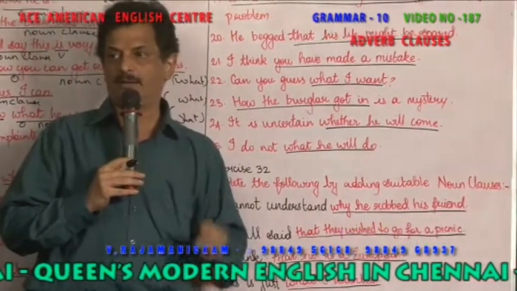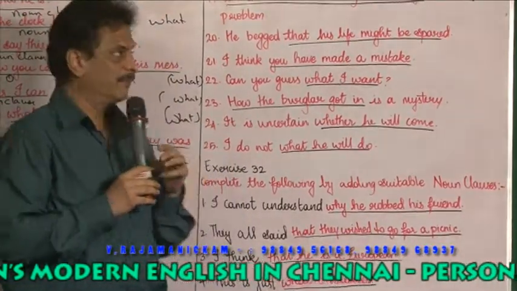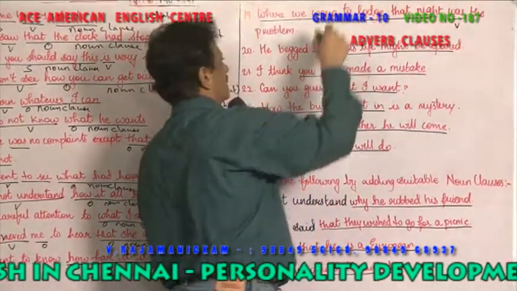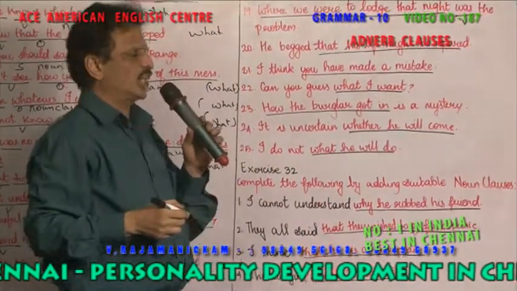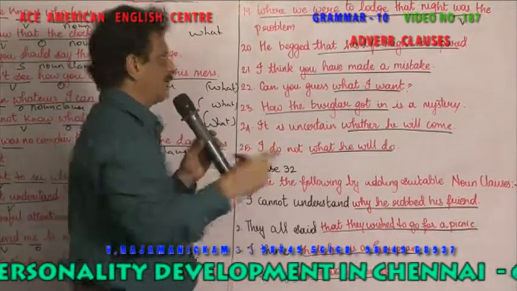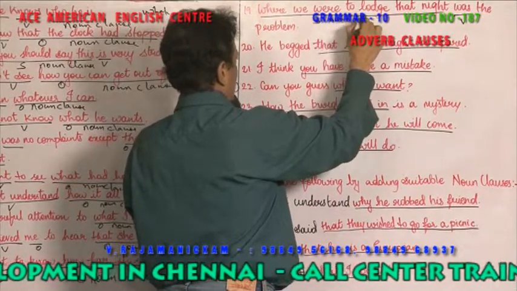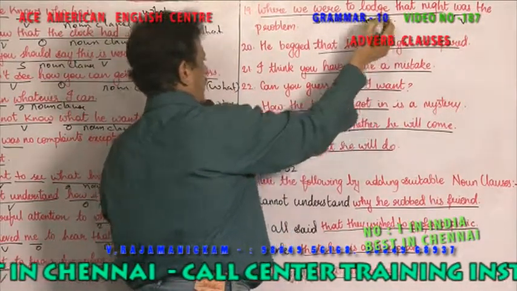Where to stay in the night was the problem. So, was it a verb? What? Where we were to lodge that night, where to stay that night becomes a subject. It does the function of a noun and it has a subject and a predicate. So, it is called a noun clause.